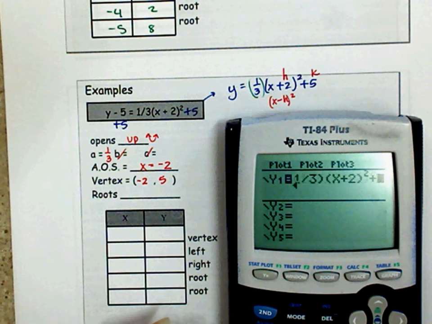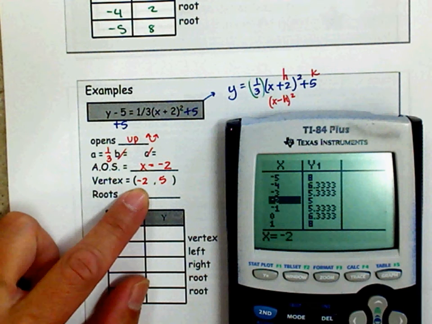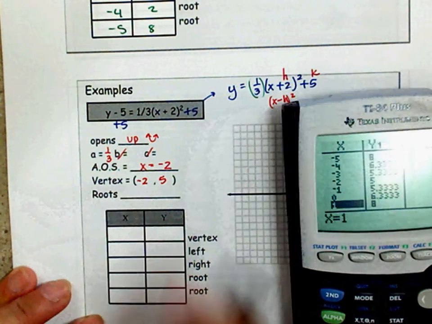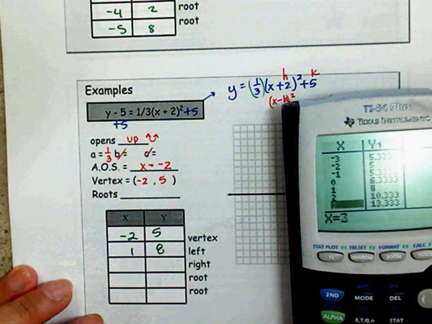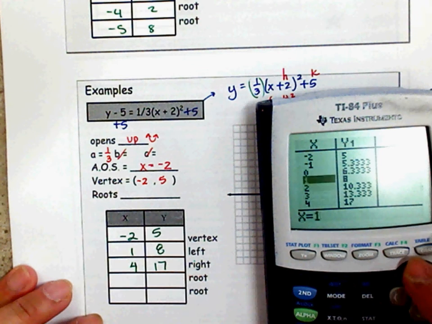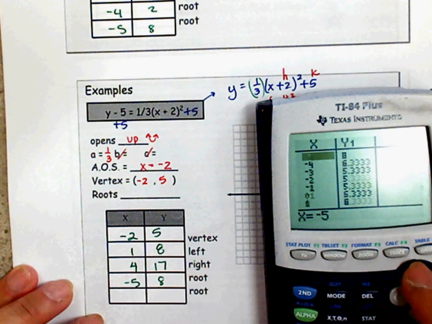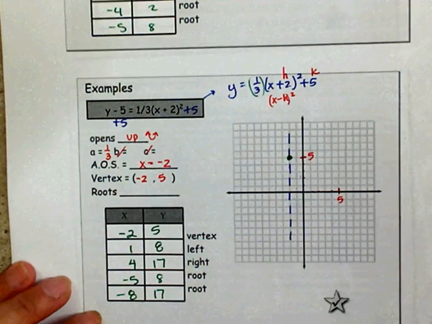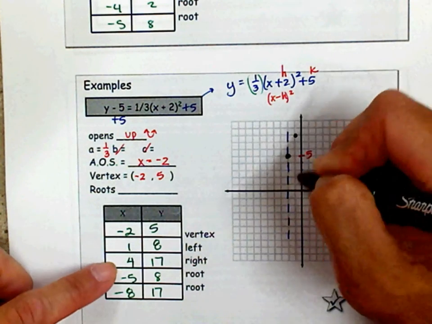Second table, go find your vertex. See that? Find the next two whole numbers. So we have -2, 5, 1, 8, 4, 17. Go up as well. There's -2, 5, -5, 8, and then -8, 17. All right. So we've got our axis of symmetry. Next one is 1, 8, 4, 17.